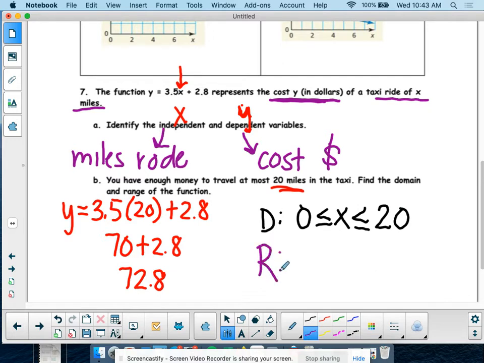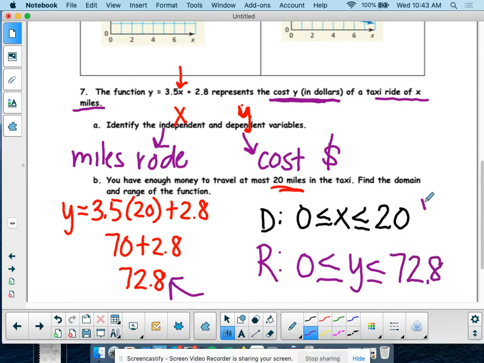Now our range, well, if we went 0 miles, would it cost us any money? No. We don't have to go on a car ride at all, right? But then if we went that 20 miles, how much did it cost us? Well, we just found out it cost us $72.80. So that's our cost. So this was your miles, and here was your money, your cost. That one's kind of goofy, finding the domain and range like that. We didn't do a ton of that, so I apologize. But the rest of the front should be okay.